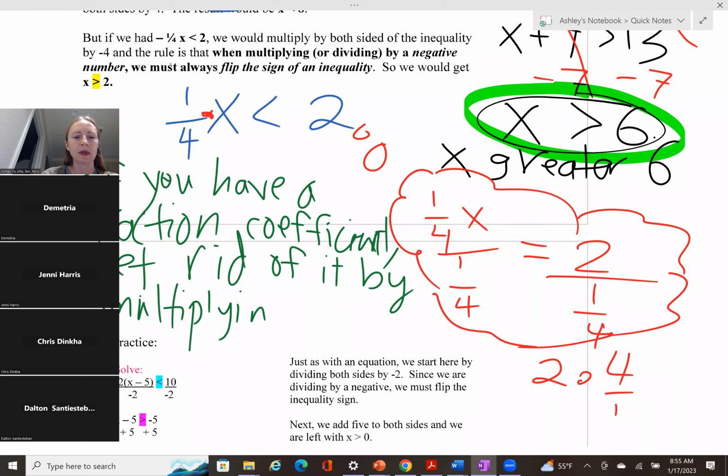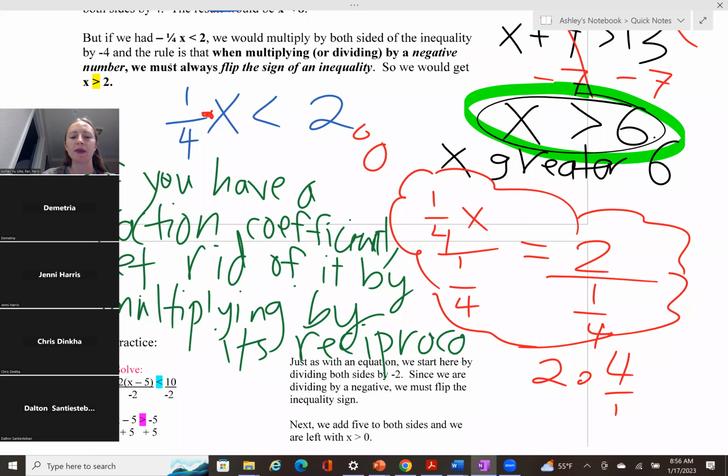Multiplying by it. It's a word we don't use very often, but reciprocal, all it means is that fraction upside down. So that's what I'm going to want to do.